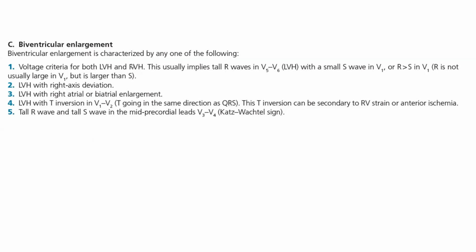And this is how we diagnose biventricular enlargement, as from my book. You have any of those. One, voltage criteria for both LVH and RVH. This usually means you have tall R wave in V5, V6 of LVH with a small S wave in V1, paradoxically small S wave in V1, or R bigger than S in V1.